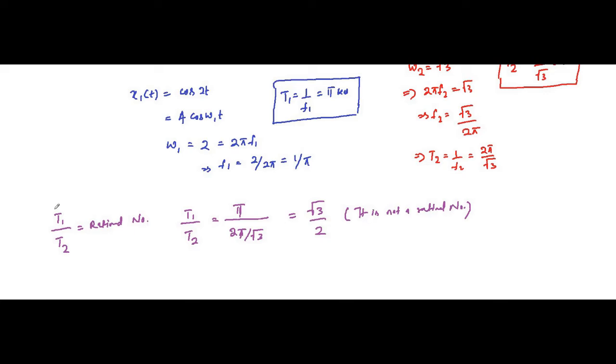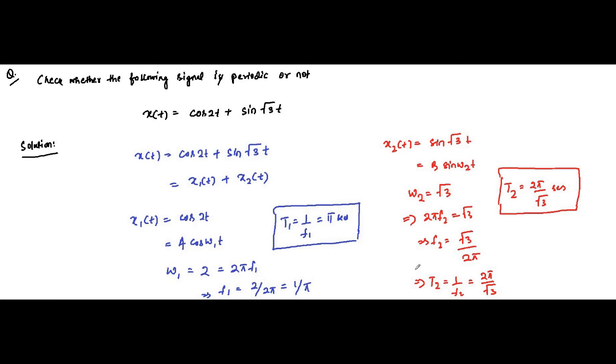So as the ratio of the two time periods is not a rational number, this signal is not periodic. It is not periodic because it is not satisfying the criteria of the ratio of the two time periods, which has to be a rational number. So this signal x(t) is equal to cos 2t plus sin root 3t, it is not periodic.